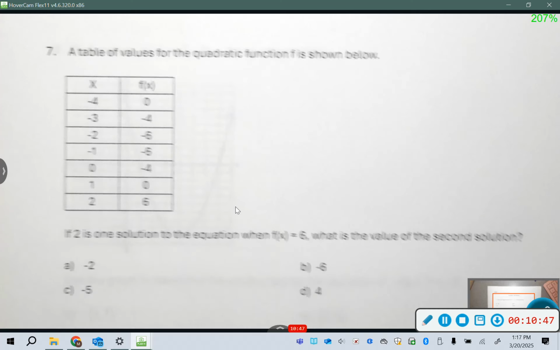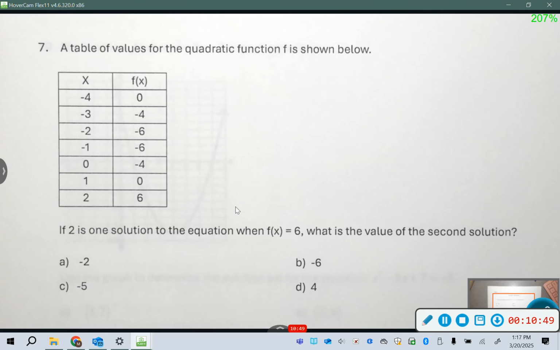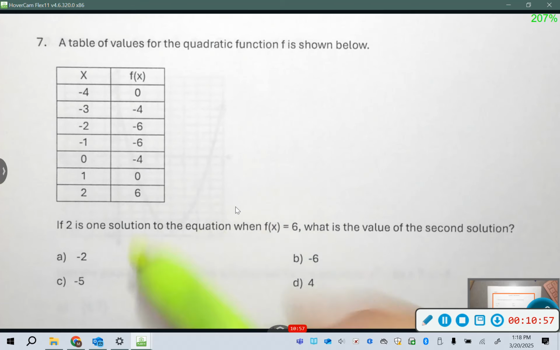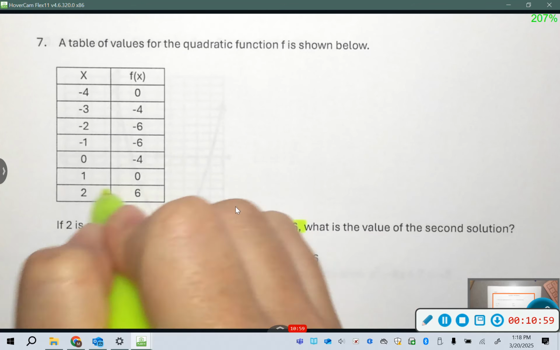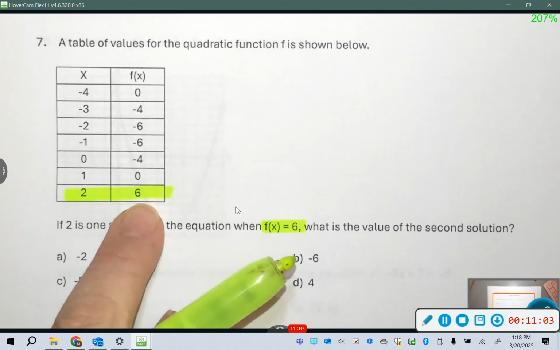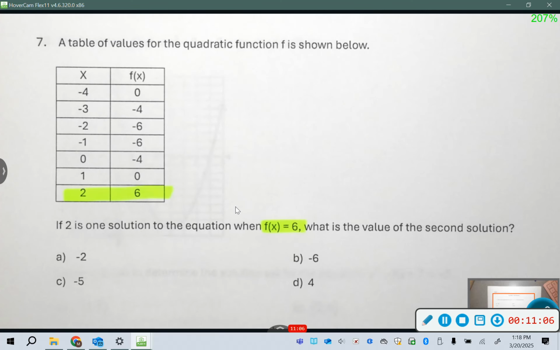Okay, number 7 is a simple one. Don't let this one be hard. It says a table of values for the quadratic function f is shown below. So we know this is a U-shaped, a quadratic. If 2 is one of the solutions of the equation when f of x equals 6, I want you to realize that's here. 2 is my solution when y equals 6, when f of x equals 6. It says, what is the value of the second solution?